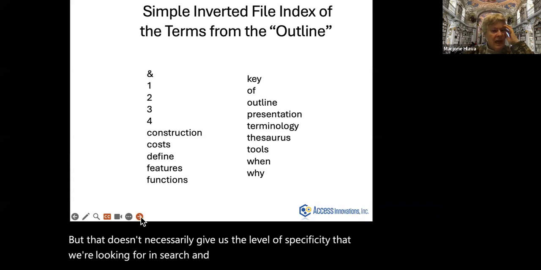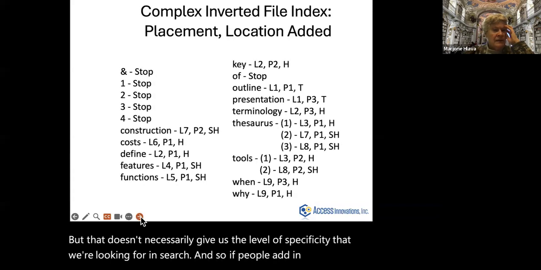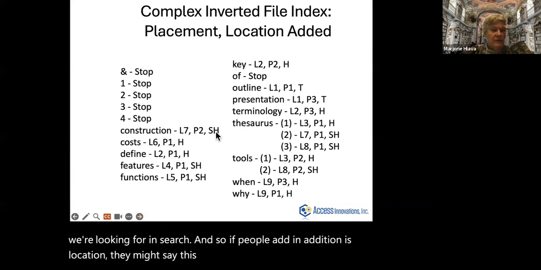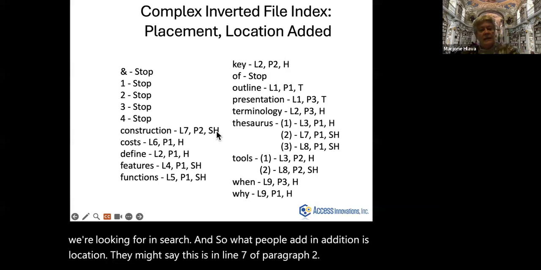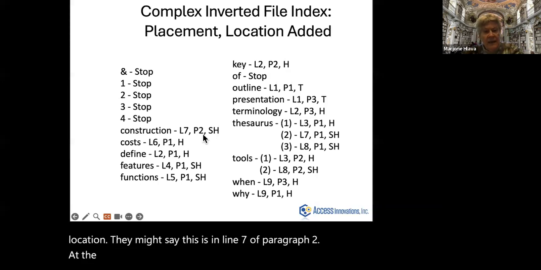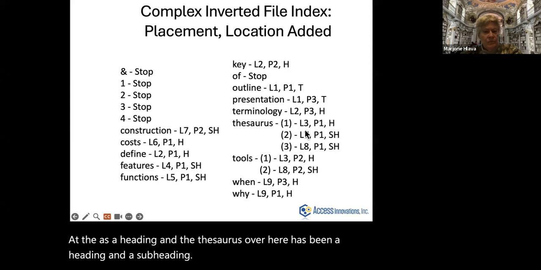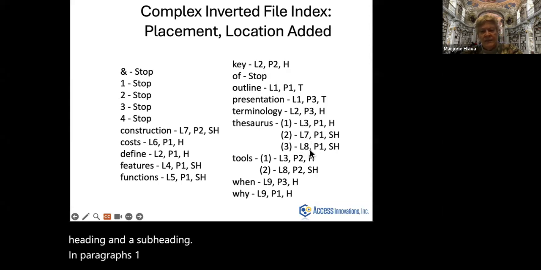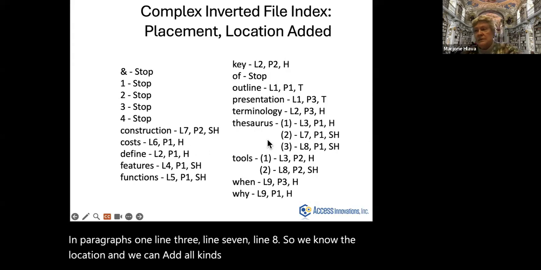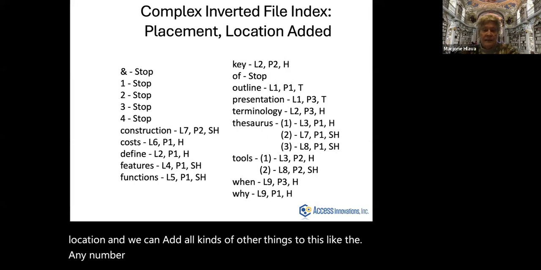And so what people add in addition is location. They might say this is in line 7 of paragraph 2 as a heading. And the thesaurus over here has been a heading and a subheading in paragraph 1, line 3, line 7, line 8. So we know the location, and we can add all kinds of other things to this, like any number of identifiers, like the ISBN or the DOI or something else.